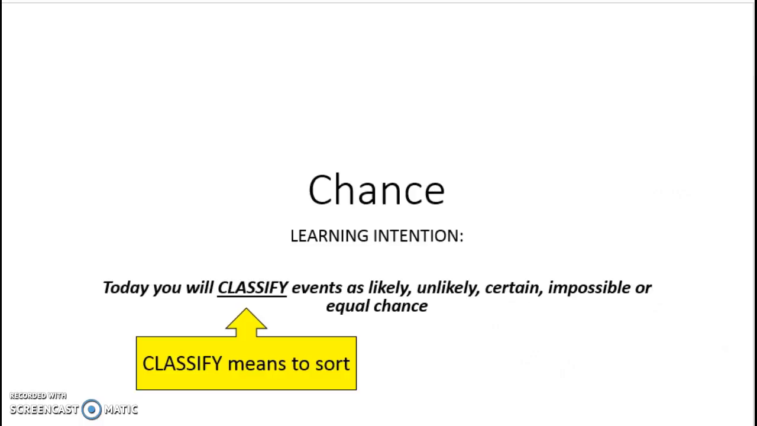Well, that's our first lesson in our chance unit. And what we were doing today was classifying events as either likely, unlikely, certain, impossible, or equal chance. Now, just to recap, let's remember that chance means the possibility of something happening. An event is any action. And those words, likely means it is probable it'll happen. Unlikely means it probably won't happen. Certain means it definitely will happen. Impossible means it definitely won't happen. An equal chance is just that, an even chance of it happening or not happening. And don't forget the new word we learned today. To classify means to sort. You'll show me your work when I ask you to.